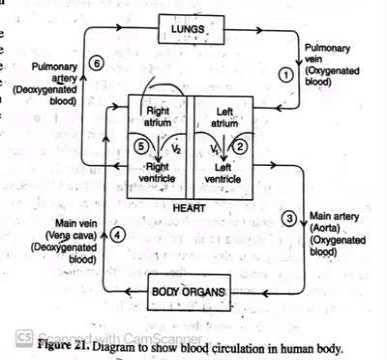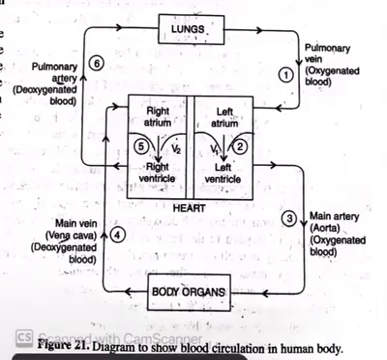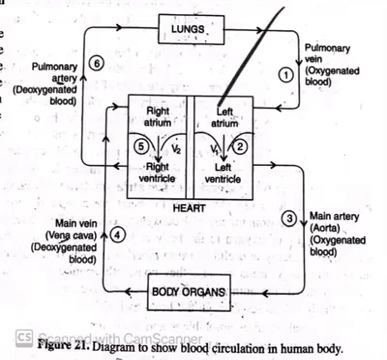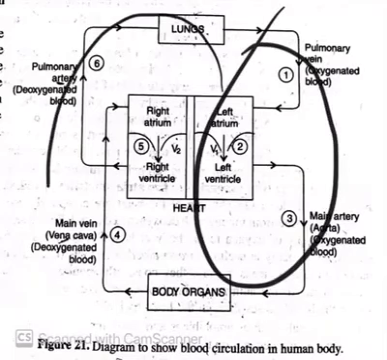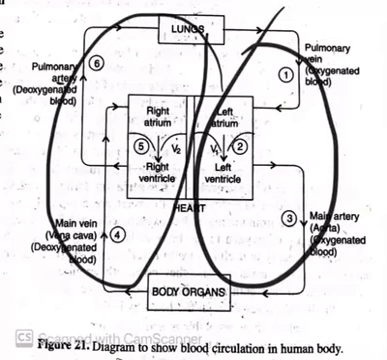Now students, why do we call it double circulation? We call it double circulation because you have already observed that the same blood is flowing through the heart twice. Once on the left hand side, and then on the right hand side. The same blood is flowing twice through the heart. So this is known as double circulation.